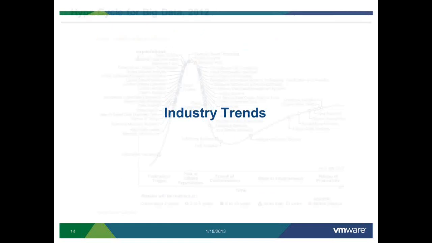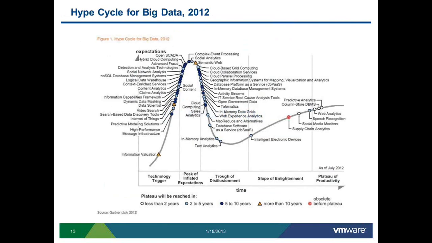Let me go to the slide. Okay. So this is the hype cycle for big data 2012 from Gartner. It's from July 2012. If you see, there is a lot of tech happening in big data over here.